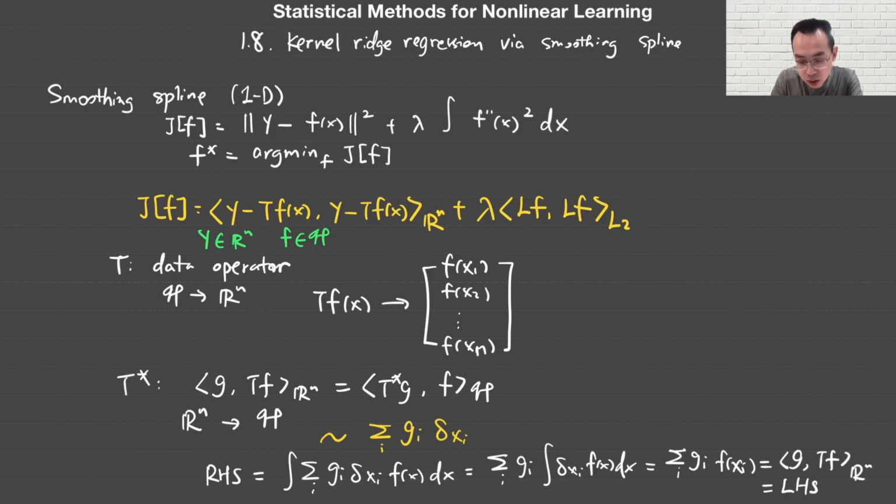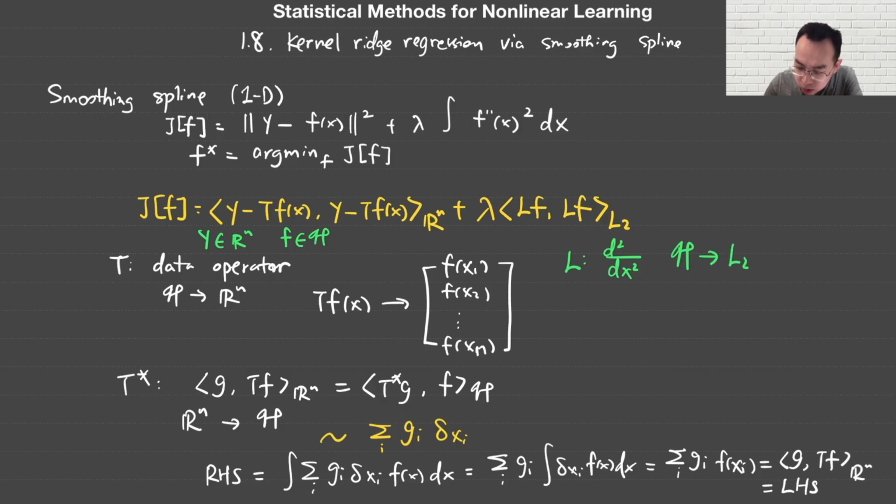Okay, now we have defined the data operator T. Let's take a look at the operator L in the penalty term. So L is just going to be the second derivative operator that maps from function space H to L2.